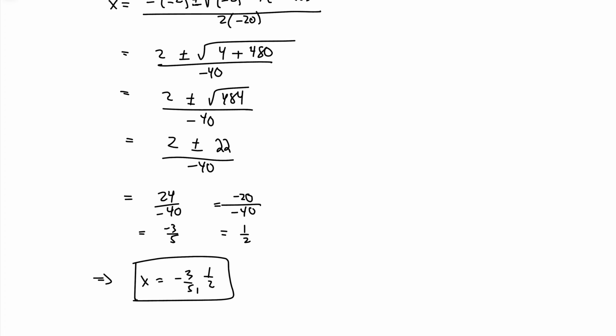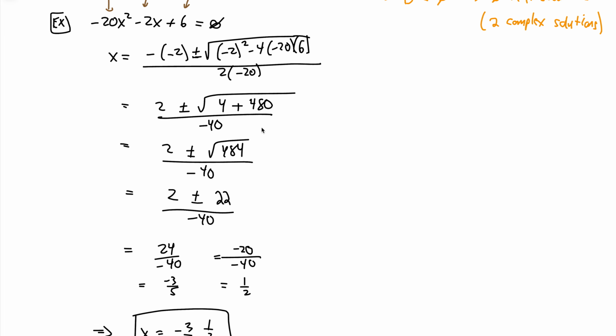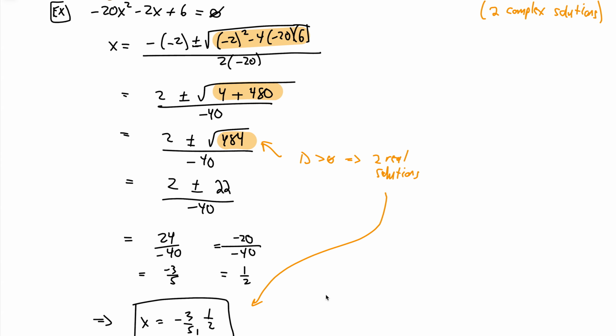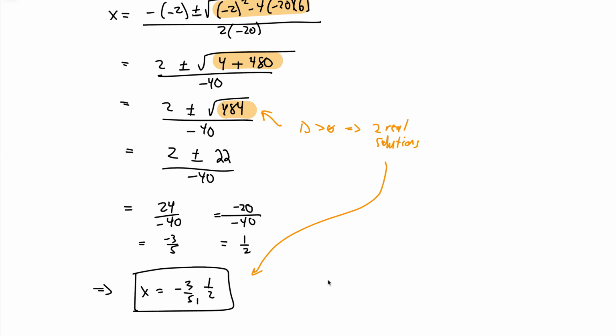Note how if we look back to our discriminant, we got a positive number, positive 484. That meant that we were going to get two real solutions. And we found two real solutions, right?